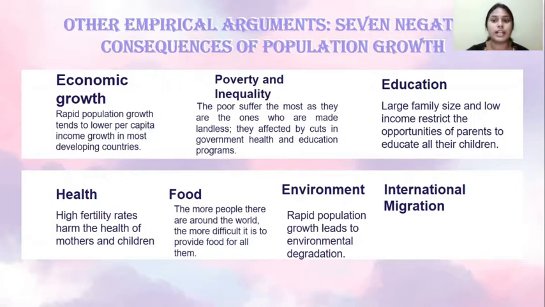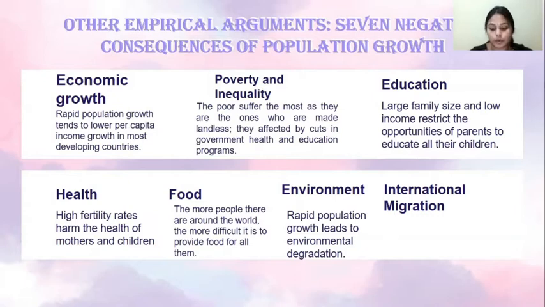education, which is related to large family size and low income, restricting the opportunity of parents to educate all of their children. Meanwhile, for health, high fertility rates harm the health of mothers and children. For food, the more people there are around the world, the more difficult it is to provide food for all of them. And the sixth is environment. Rapid population growth leads to environmental degradation. And lastly is international migration.